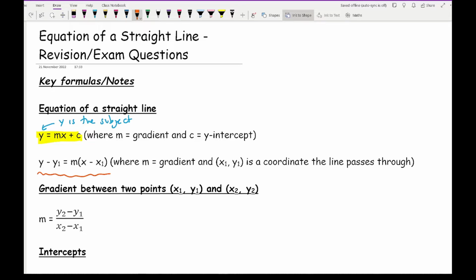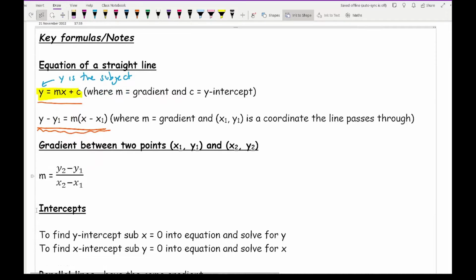In graphical questions, a lot of students tend to opt for y equals mx plus c because it's easy to work out the gradient, which is always going to be the same regardless of which equation you use, and the y-intercept is the clincher because it's easier to spot what that number is going to be. However, if you have not got a graph and you've got a coordinate, then you may want to opt for this formula here, because all it's a case of doing is substituting the values into this formula and then simplifying it if you need to.